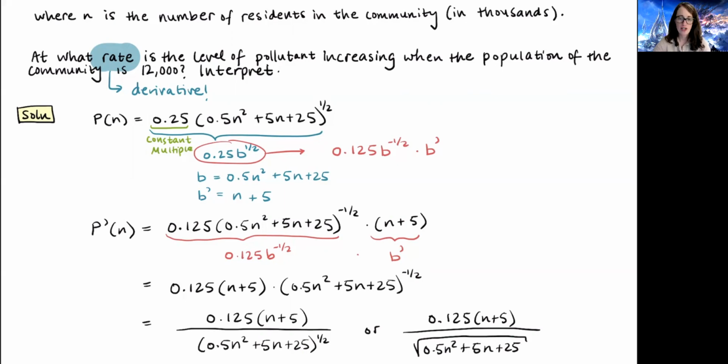We want to know the rate of change of the pollution when the population is 12,000 people. Because the population is already measured in thousands, we don't want to plug in 12,000, we just want to plug in 12. Units are important to keep track of when you're working with a function. Sometimes things are measured in thousands or millions so that the coefficients on the function tend to be smaller and easier to work with, and your model tends to be more accurate as well. When you start plugging in really large numbers, things can just get a little wonky.